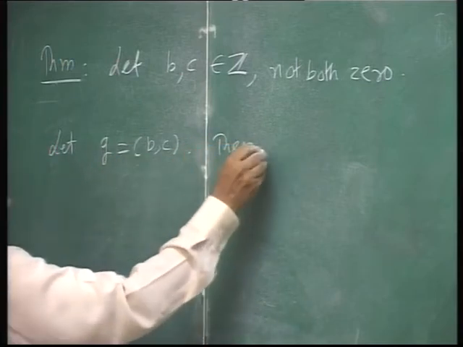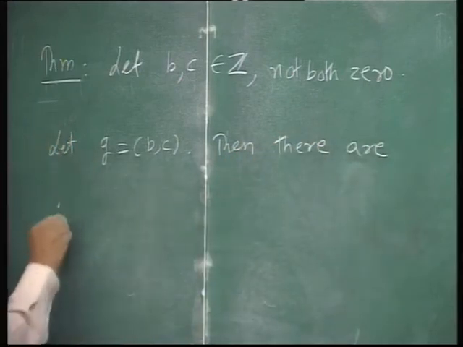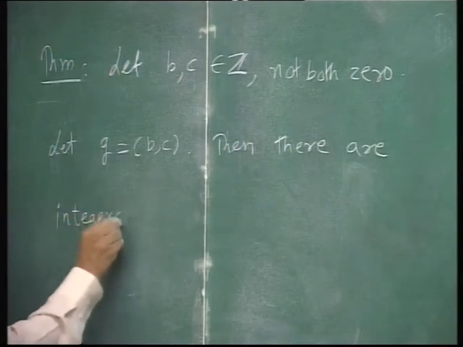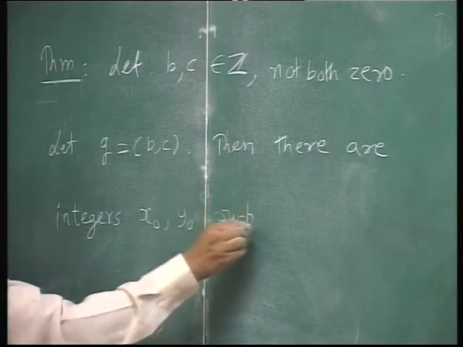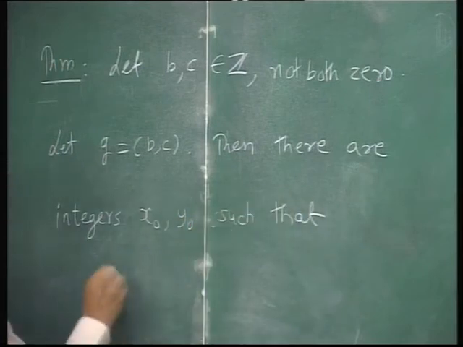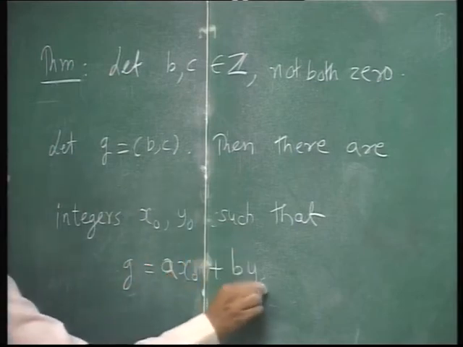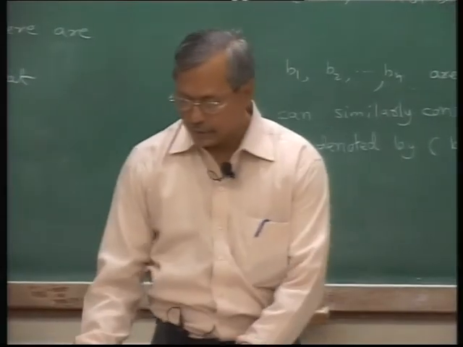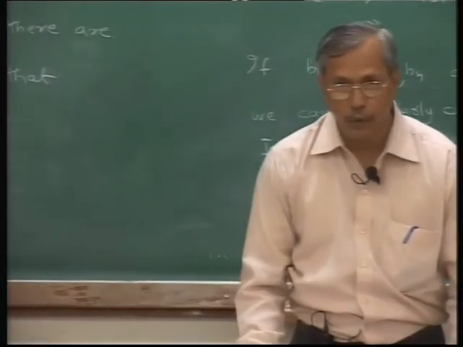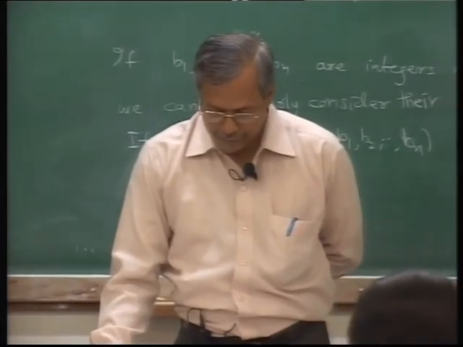Then there are integers x0, y0 such that G is equal to Bx0 plus Cy0. This is a very useful result, that the GCD is a combination of the given numbers. This is a combination with integer coefficients.